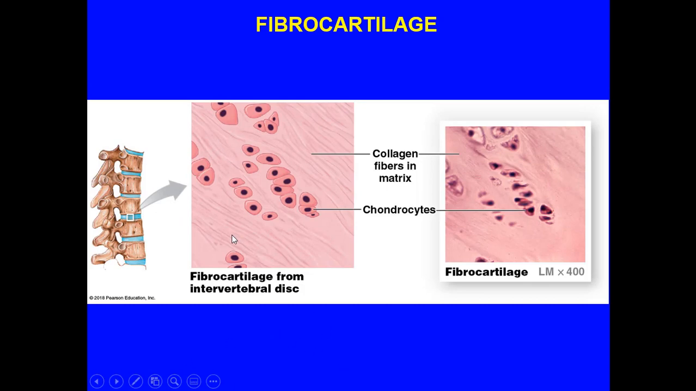Finally, as you can see here in this intervertebral disc, we have some rows, some structures of chondrocytes laid out in lacunae, but then you have layers upon layers of collagen fibers in the matrix, okay? And that can handle tremendous forces of compression or stress and strain.